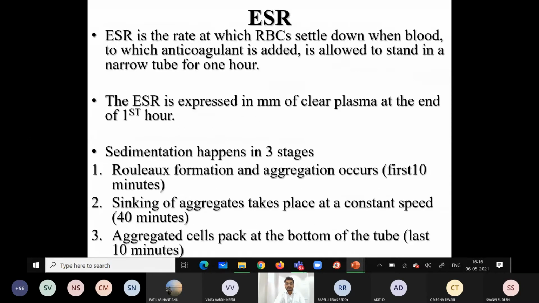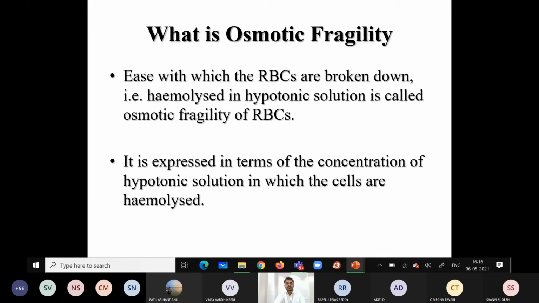Osmotic fragility is the ease with which the RBCs are broken down, that is hemolyzed, in hypotonic solution. It is called osmotic fragility of RBCs. It is expressed in terms of concentration of hypotonic solution in which the cells are hemolyzed.